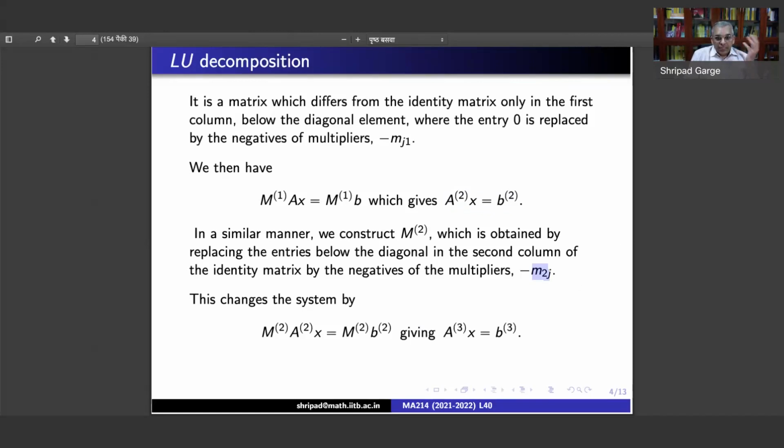So we have changed the system again. From A1x equal to B1, we went to A2x equal to B2, where A2 has the property that below the first non-zero entry, the first column has only zeros. Then we got A3x equal to B3, where in the second column below the diagonal entry, we have only zeros.